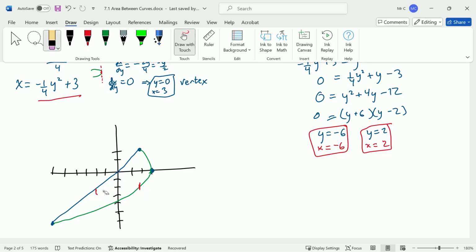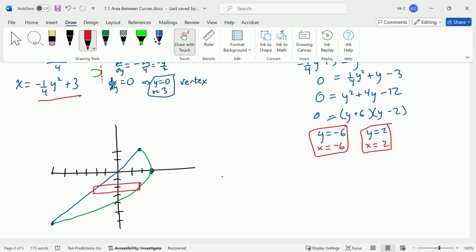Why does it keep doing that to me? I didn't ask for this. Stop trying to draw lines. There we go. Keeps trying to convert things to shapes. I don't see that turned on, so not sure why.